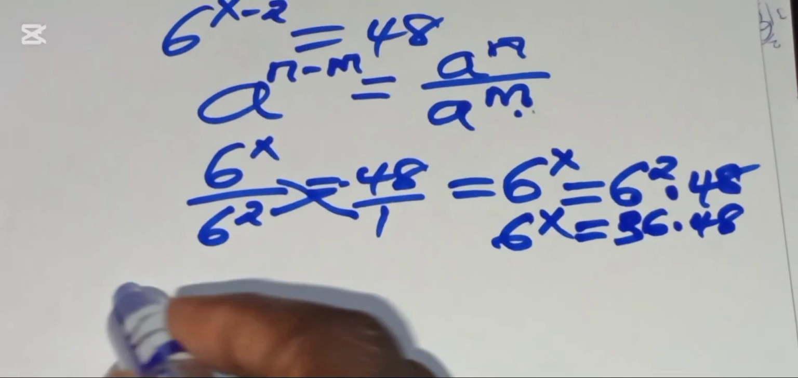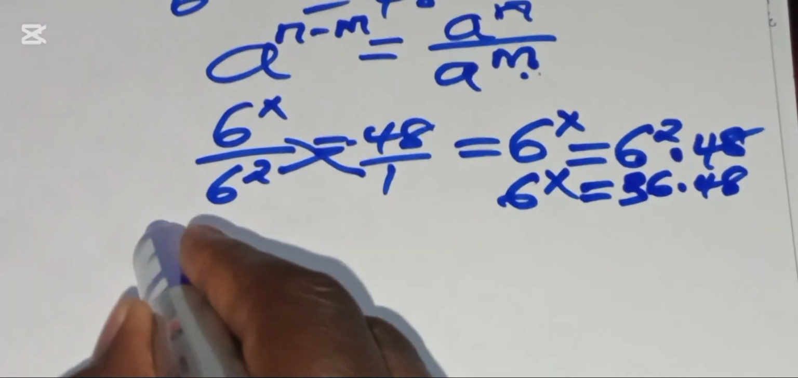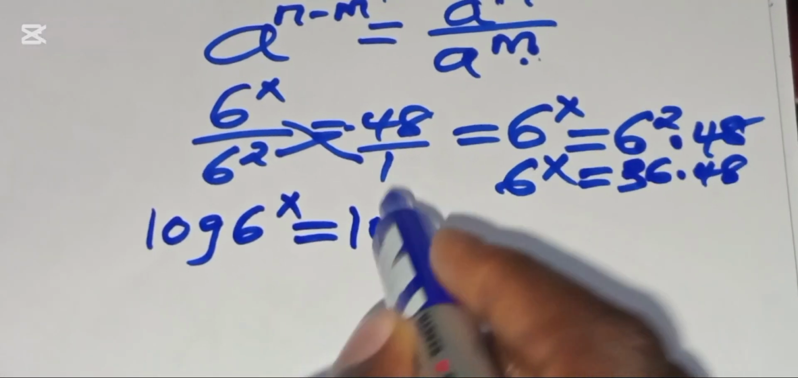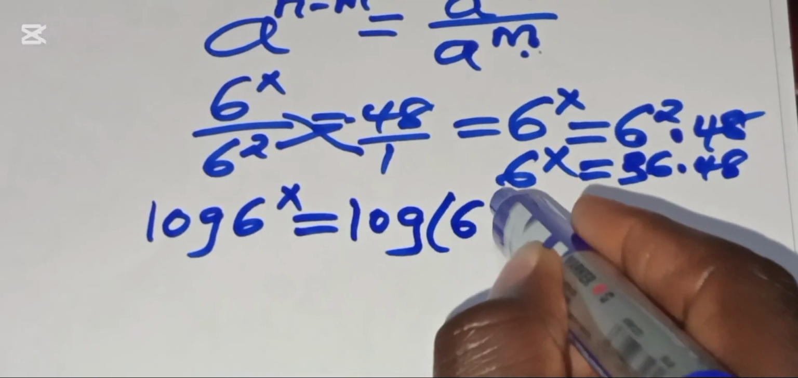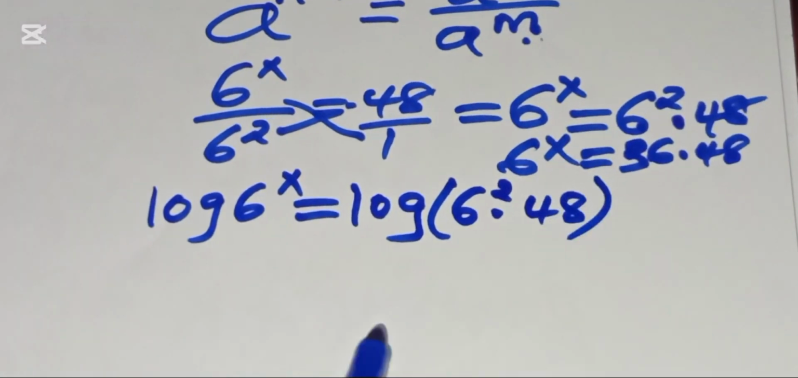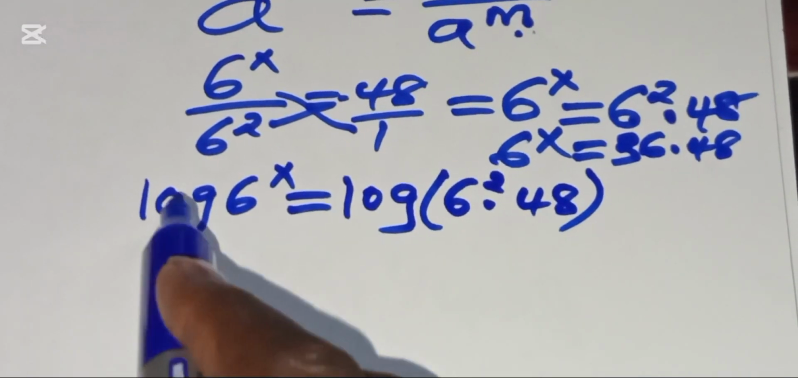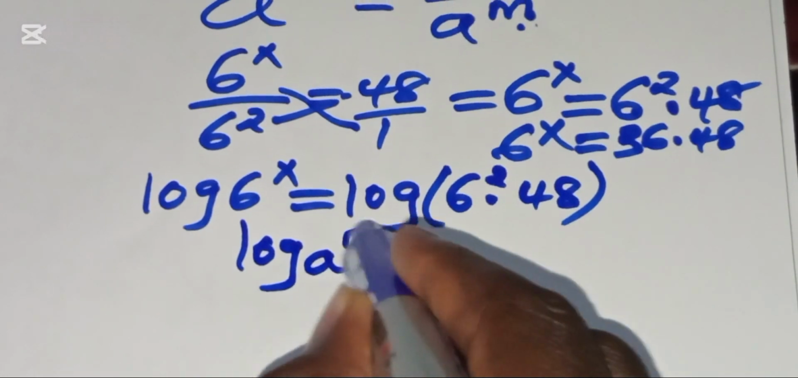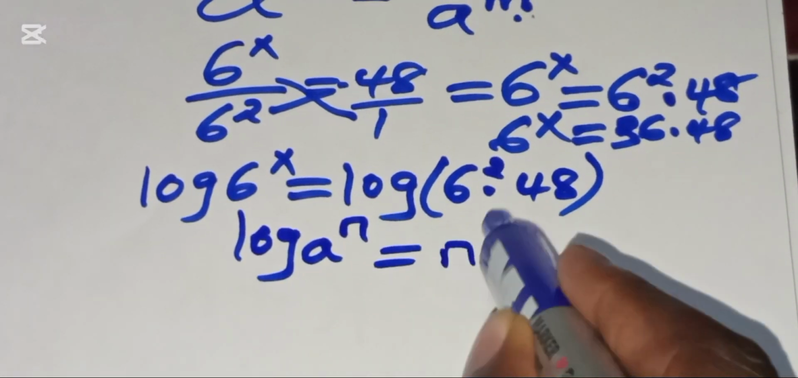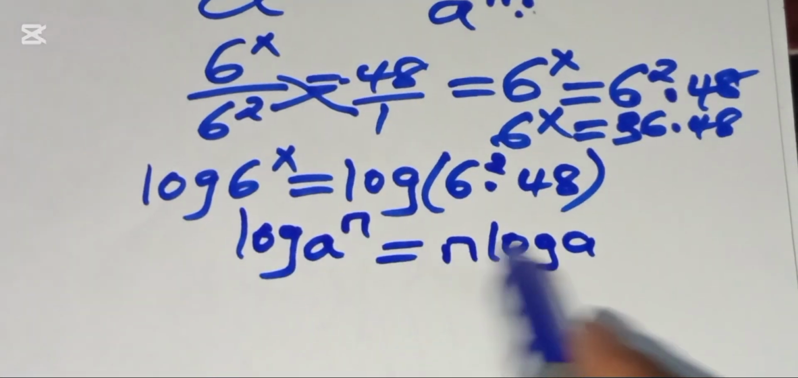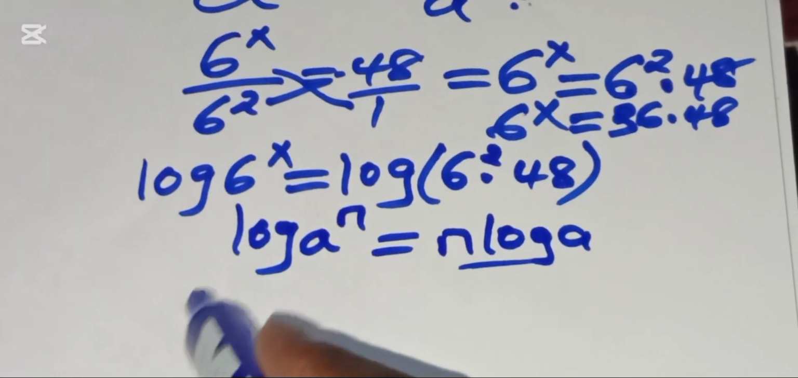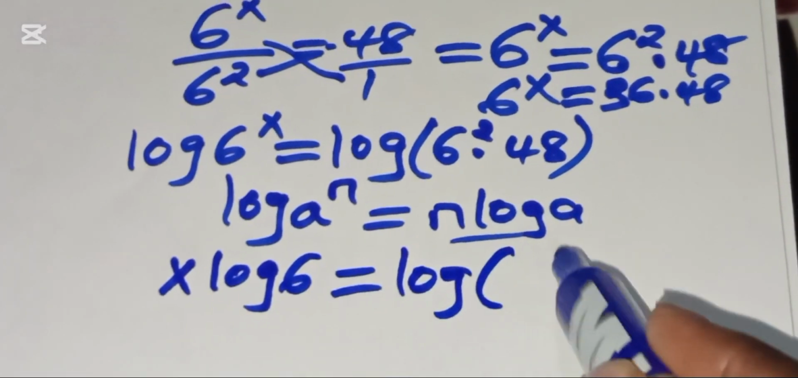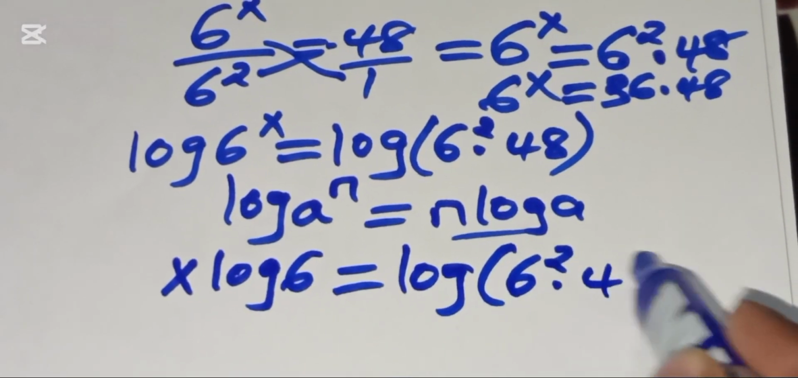Now, to solve for the value of x, we introduce the logarithm so that we'll have log 6 raised to power x is equal to log of 6 squared multiplied by 48. From what we have, log 6 raised to power x is in the form of log a raised to power n, which we can express as n log a. So let's apply this property so that we're going to have x log 6 is equal to log of 6 squared multiplied by 48.